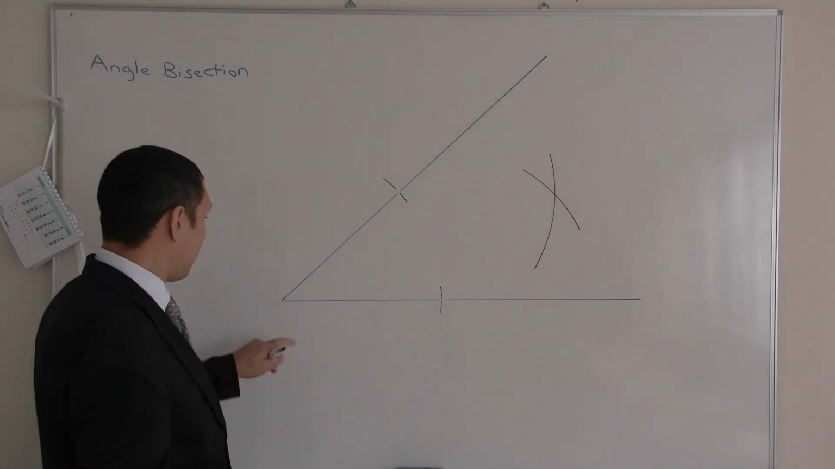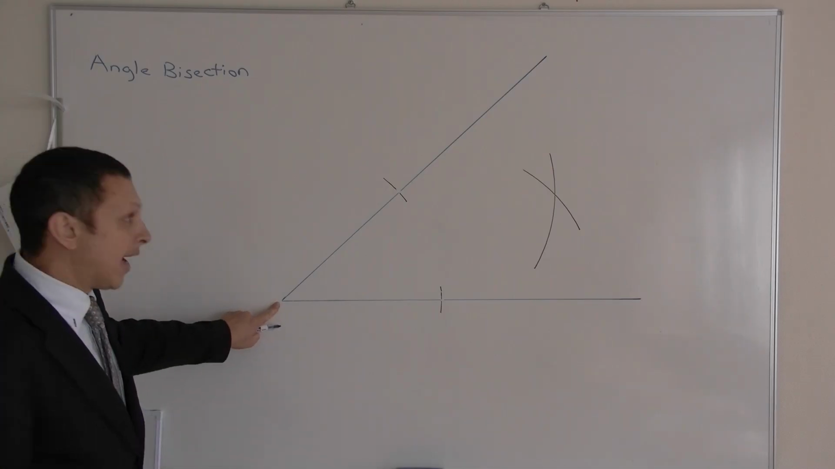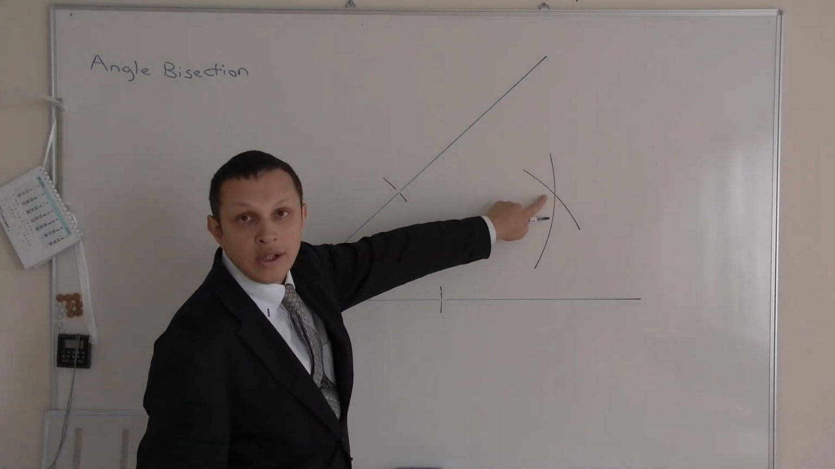Finally, with a ruler, connect this vertex here to this that you've just made there.